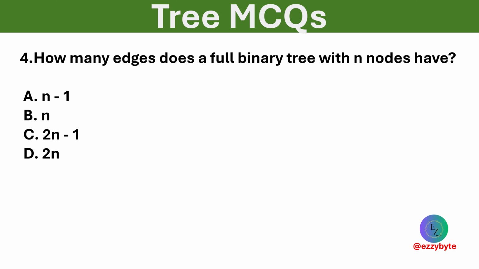How many edges does a full binary tree with n nodes have? Options are n-1, n, 2n-1, and 2n. Option A is correct. In a tree, including a full binary tree, the number of edges is always 1 less than the number of nodes, that is n-1. This is the fundamental property of trees.